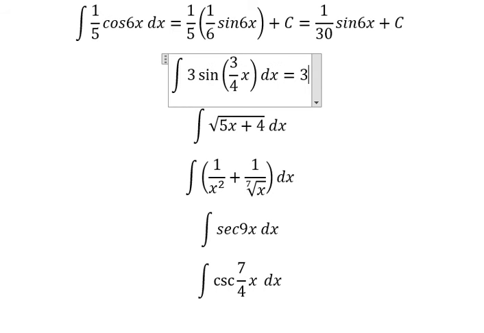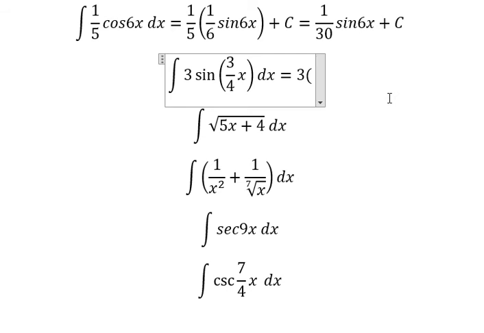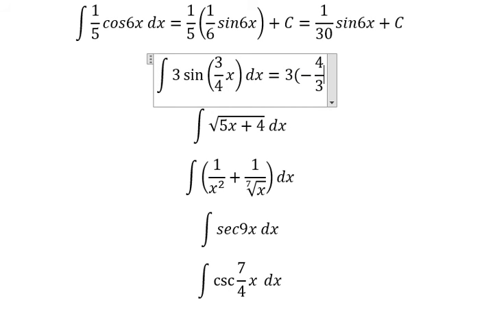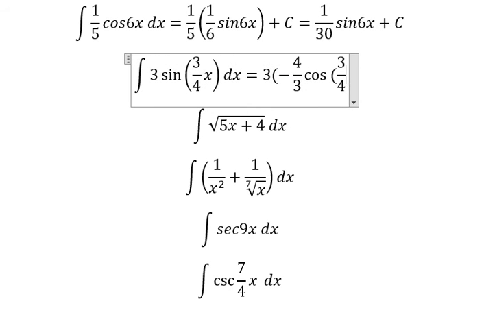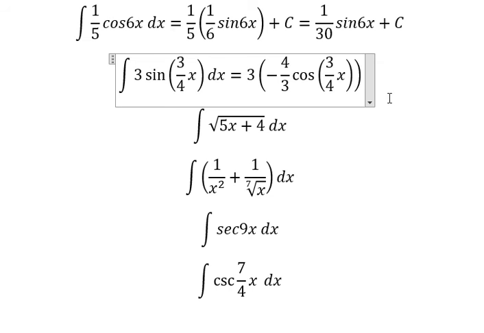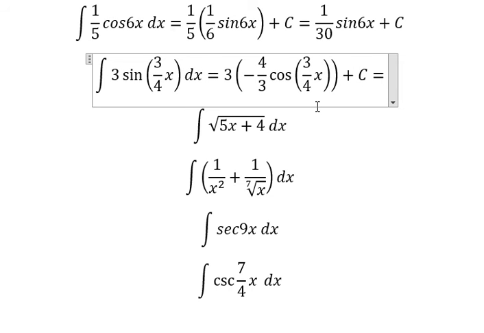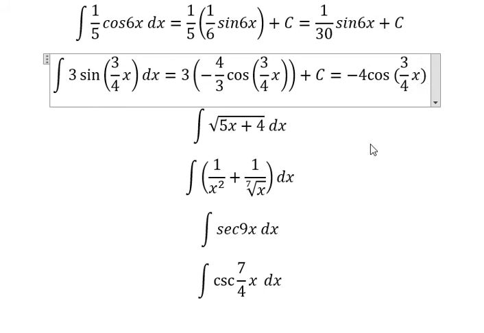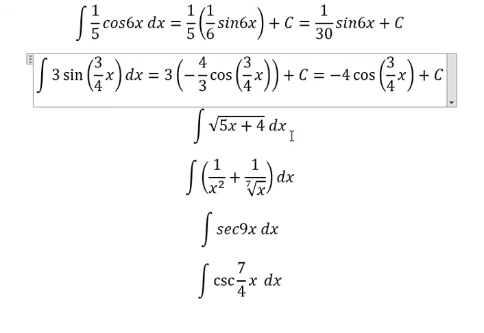Question number 2. The integration of sine of 3 over 4x, we will have 4 over 3, and we have negative cosine 3 over 4x. The 3 and the 3 will cancel. So we have negative 4 cosine 3 over 4x plus c.